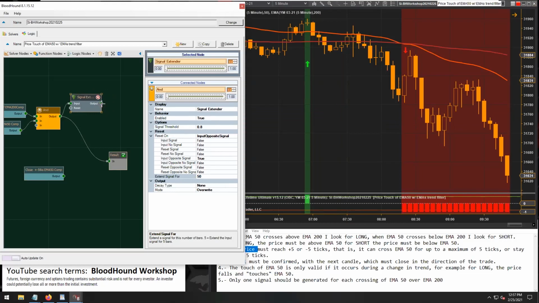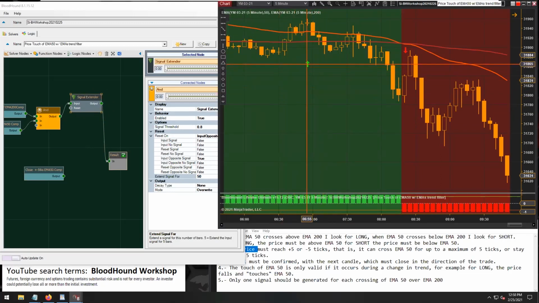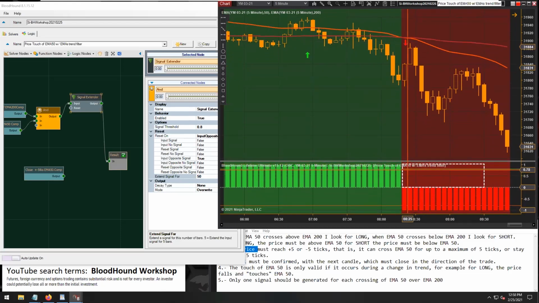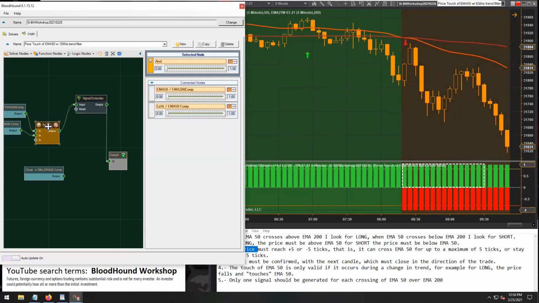And so the thing about the signal extender is, we can take this long signal and extend it for 50 bars, but as soon as it hits a short signal, again right here, the signal extender turns off the long output. This long output will not go past this crossover point. And actually, to do this better, you know what? I need to set it up this way.